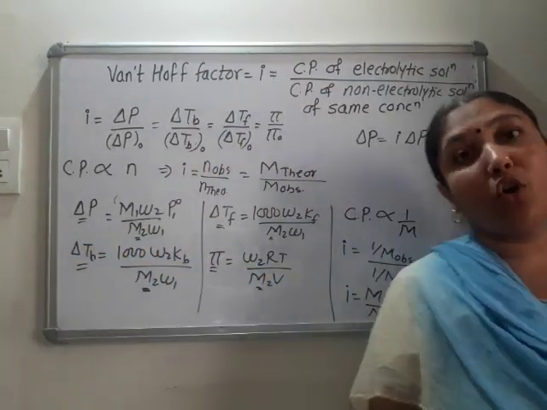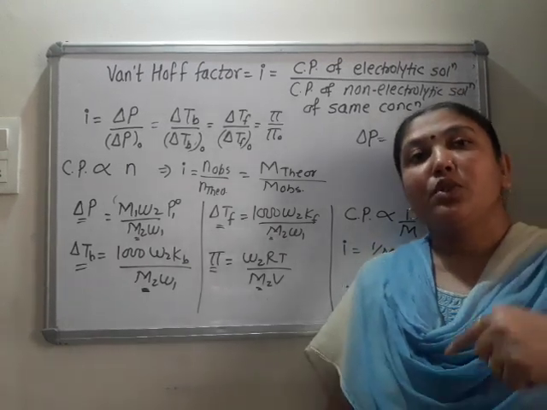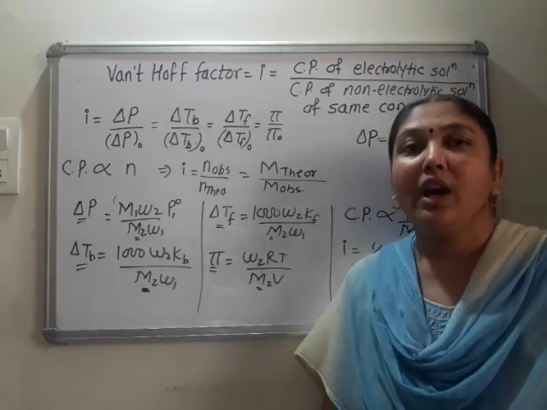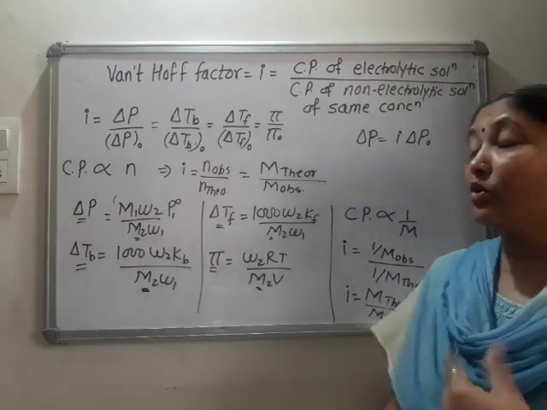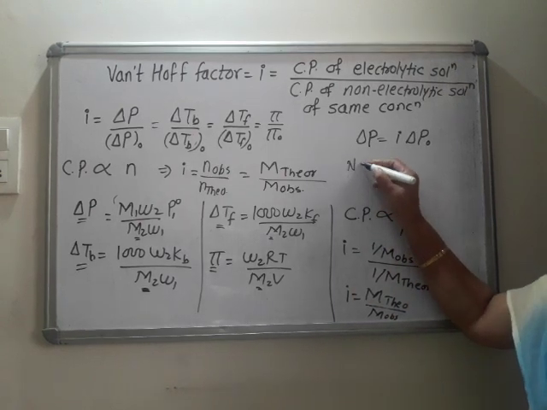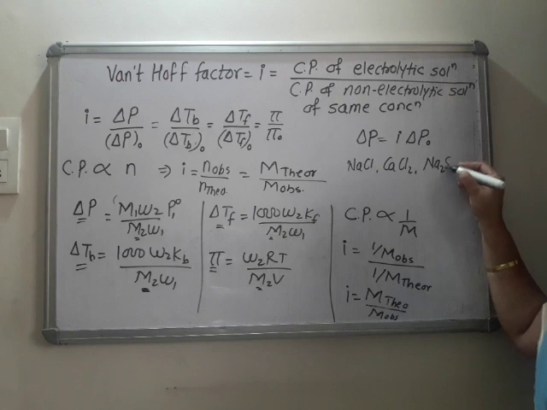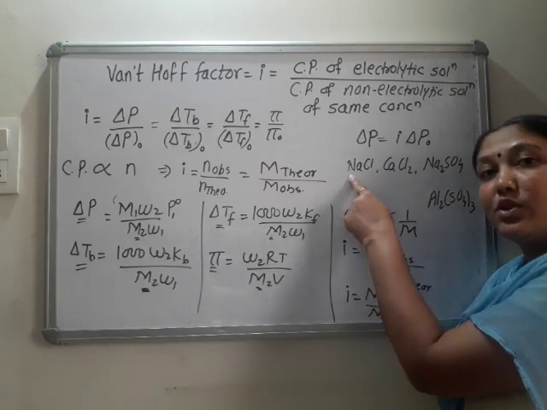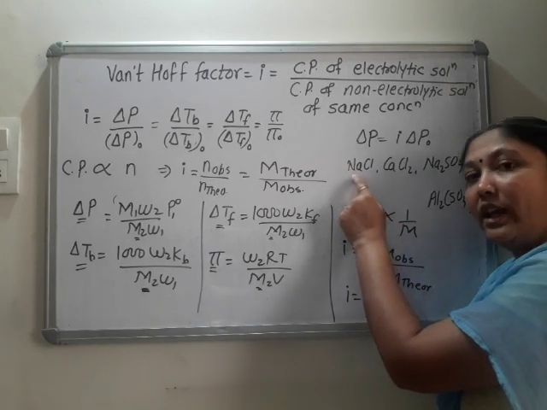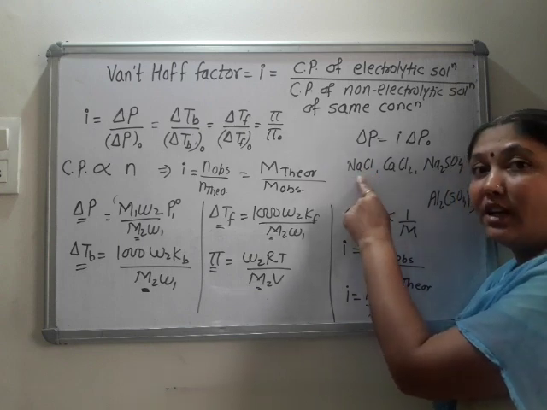Now what is meant by strong electrolyte and weak electrolyte? Strong electrolyte means it dissociates completely. And weak electrolyte means it does not dissociate completely. So strong electrolytes, say NaCl, then one more is CaCl2, then Na2SO4, then Al2(SO4)3. So how many ions are formed due to dissociation of NaCl? 1 Na, 1 Cl. So the answer is 2. So the van't Hoff factor for NaCl is 2.